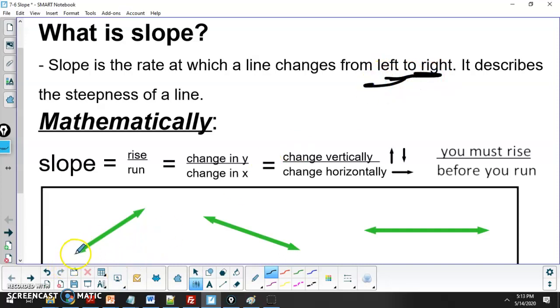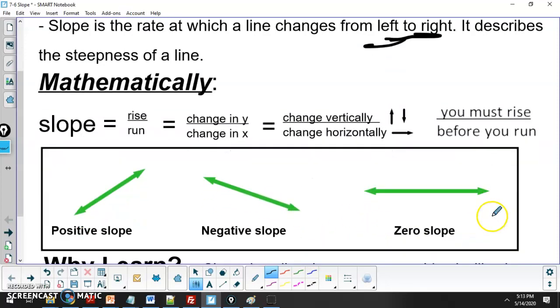So I see this corner is like down, but as we go from left to right, it goes back up. All right, this one is a negative slope because it's going down from left to right. And this last one, the slope is zero because it is a flat line.